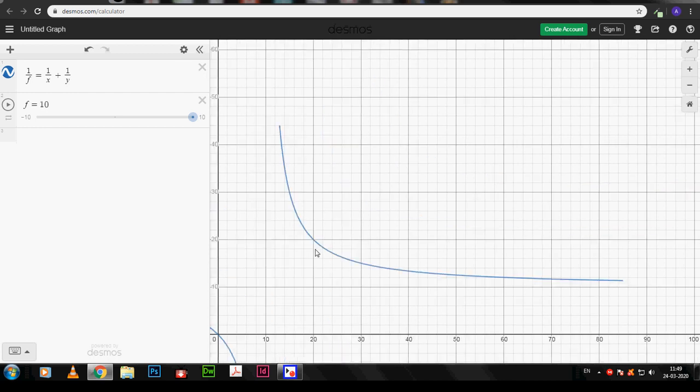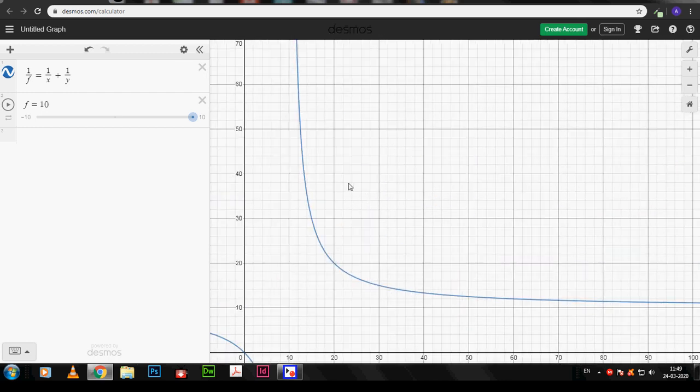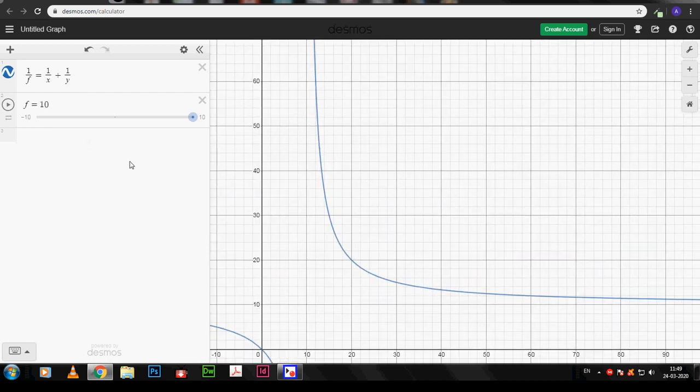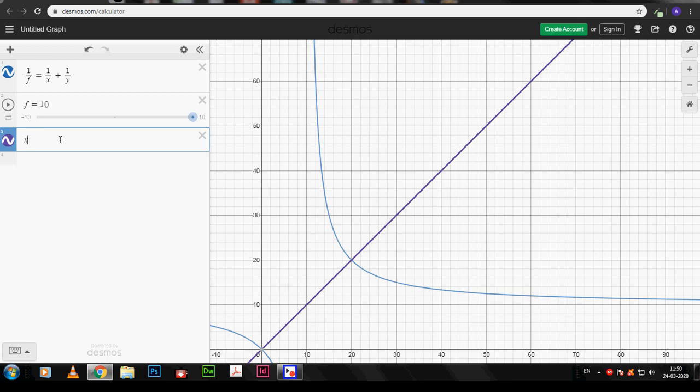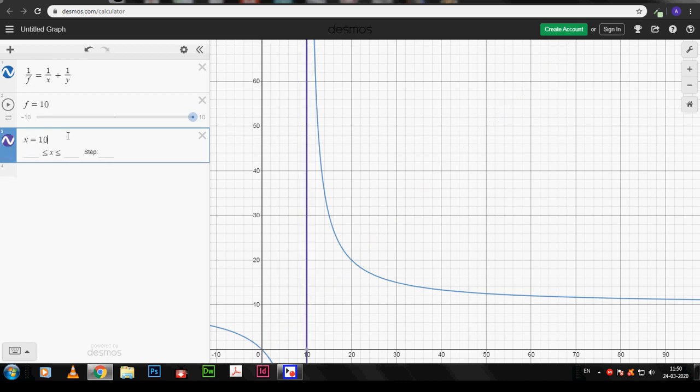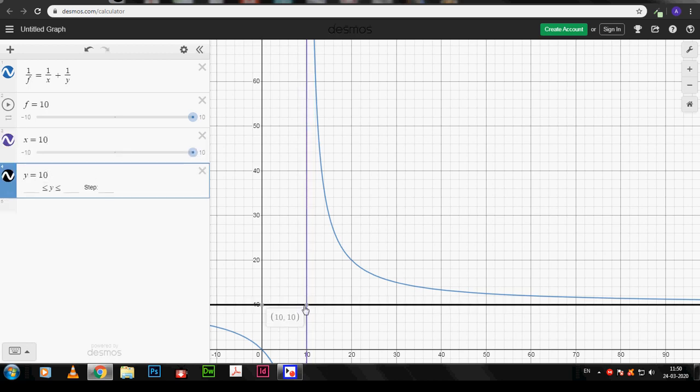We are interested only on the first quadrant, the curve. And I told you the asymptote will pass through the focal length. So you have to draw the focal length asymptotes. What are you going to do? X equal to 10. There is the one, and y equals to also 10. This is the point. You see, this is our focal length.